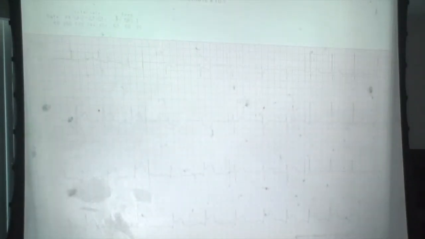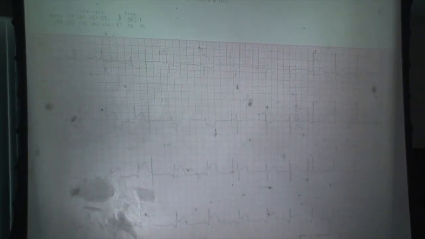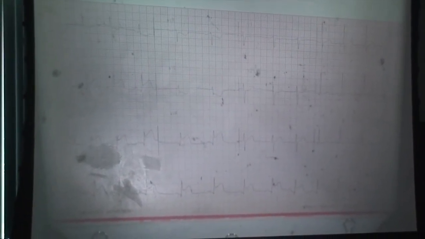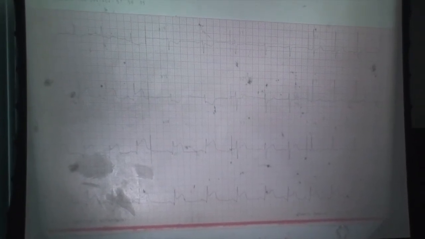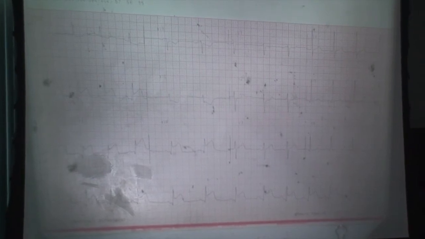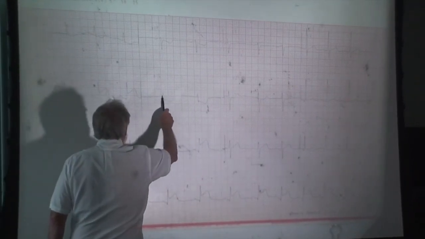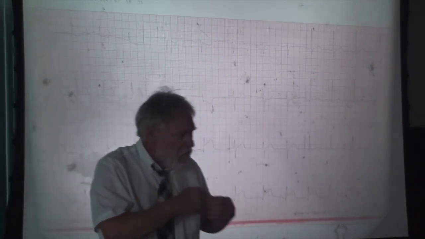All right, and there's one more here. Hard to see, maybe impossible to see. Can anybody see it? Acute inferior injury pattern. And again, we see this reciprocal depression. That one's really hard to see.